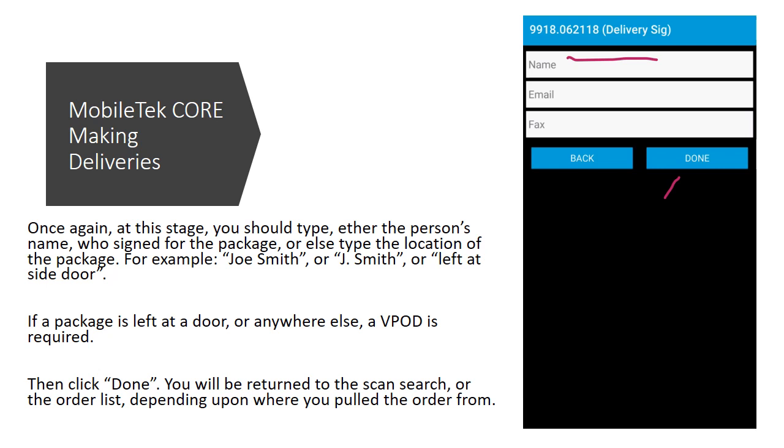Once again at this stage, you should type either the person's name who signed for the package, or else type the location of the package. For example, Joe Smith, or J. Smith, or left at side door. The information typed here must match what you have for POD or VPOD. If Joe Smith signed for it, then type Joe Smith. If you took a VPOD picture at the side door, then type at side door in the box.